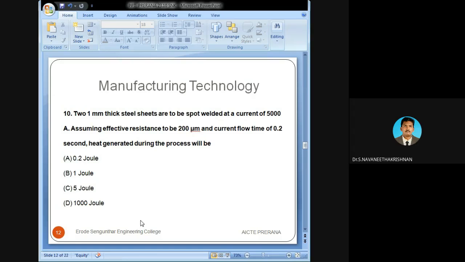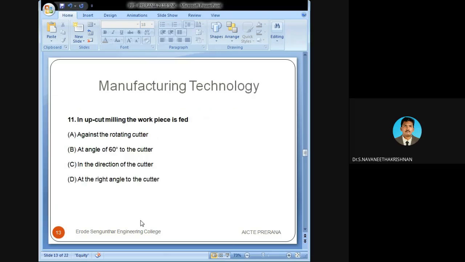The next question is, in upcut milling, the workpiece is fed.